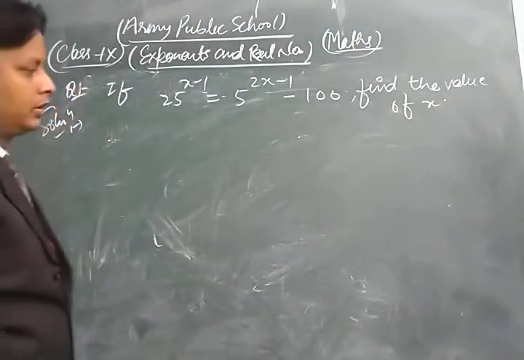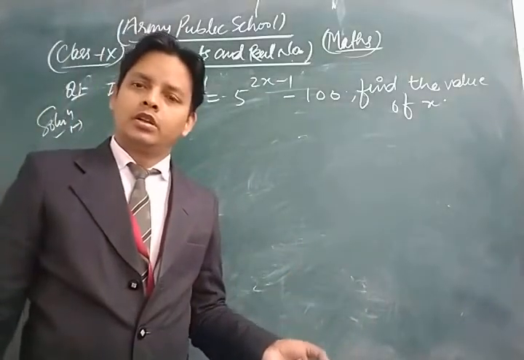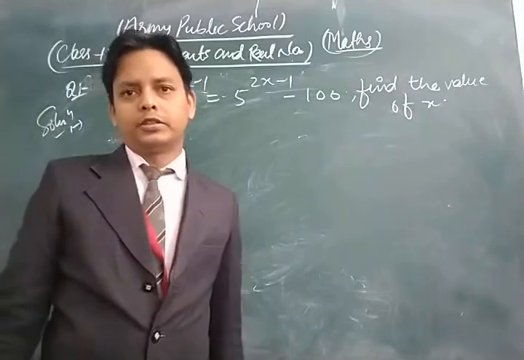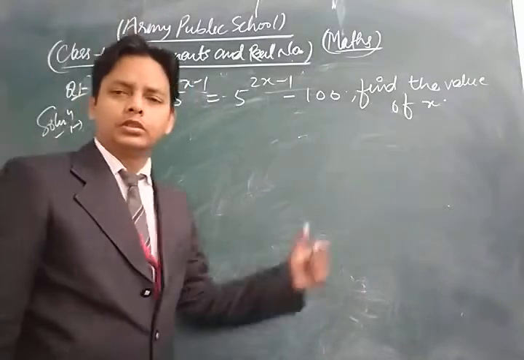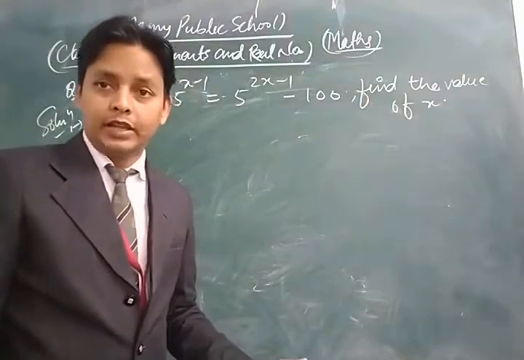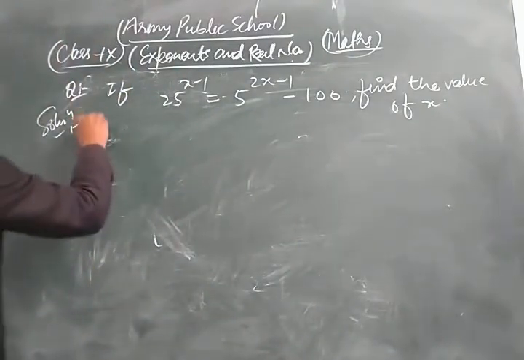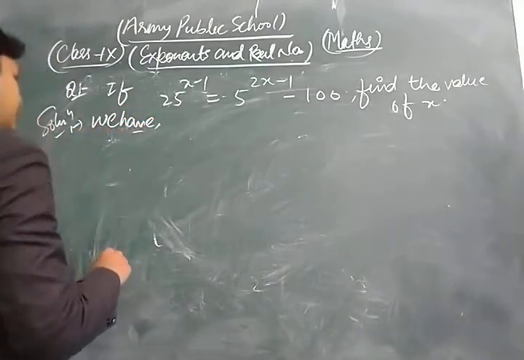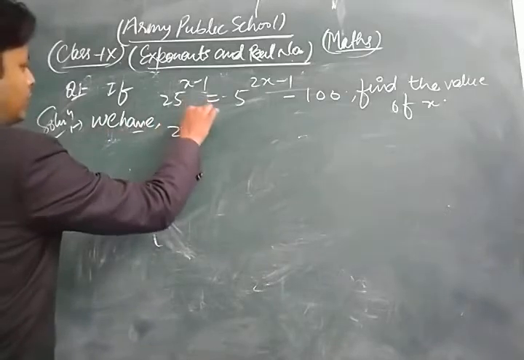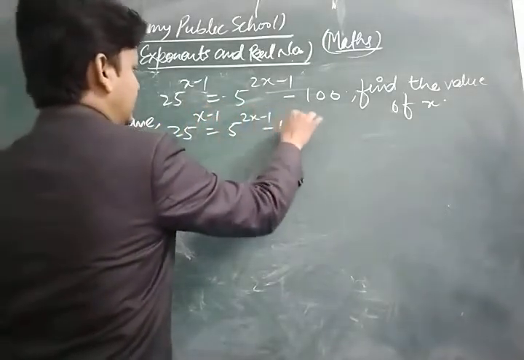Now let's see its solution. Dear friends, this is also a very important question based on real numbers or laws of exponents. Now let's see its solution. What is the process, dear friends, to solve that question? Look, first of all, we have 25 to the power x minus 1 is equal to 5 to the power 2x minus 1 minus 100.